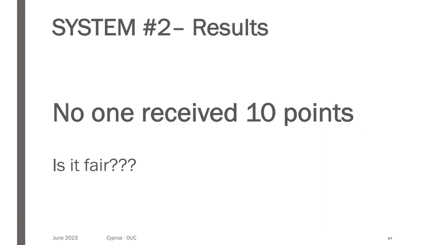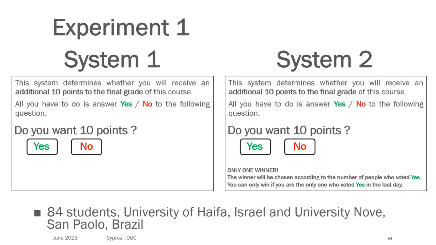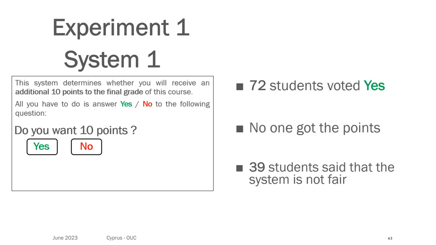So no one actually got the 10 points, also on the second attempt. But we had 84 students in two different places playing this game with the system, some in Israel, some in Brazil. And with system 1, 72 out of the 84 wanted to get a 10%. No one got the points, and about 39 thought that the system was unfair.